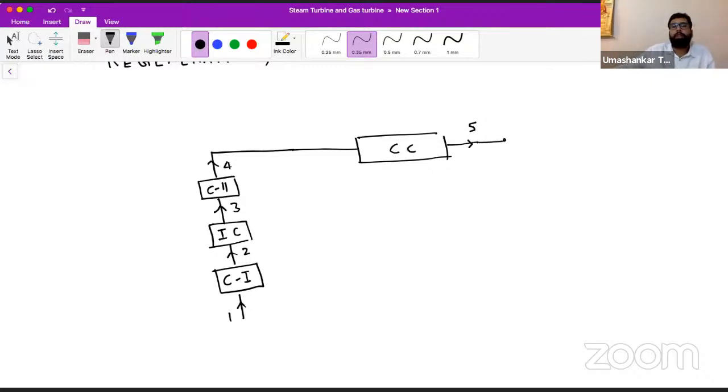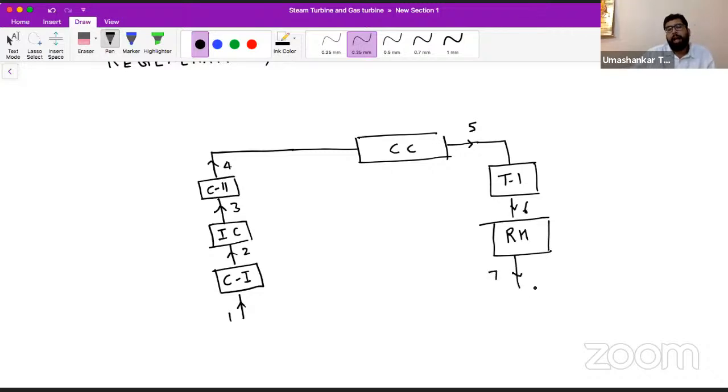From the combustion chamber, you go to your first stage turbine, that is T1. Then you go to a reheater. This is 6, this is the reheater, this is 7. After this reheater, you have your second stage turbine, that is T2.